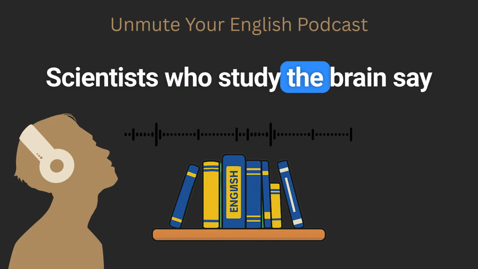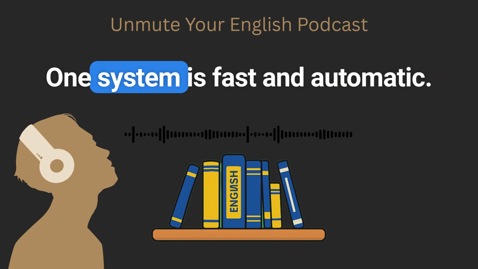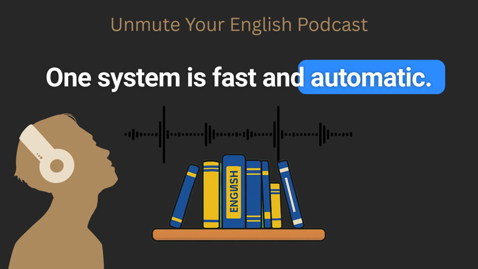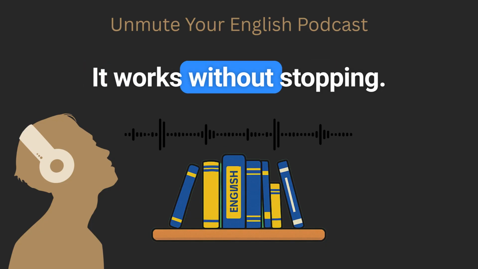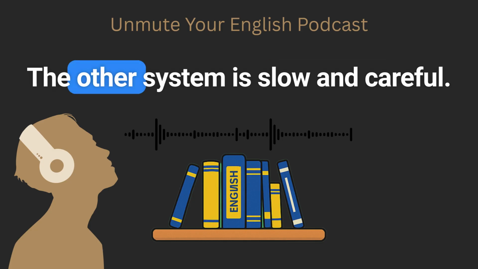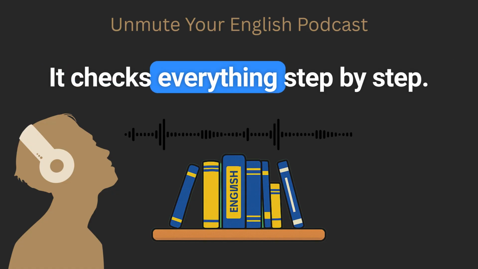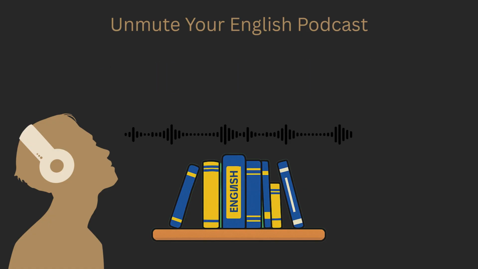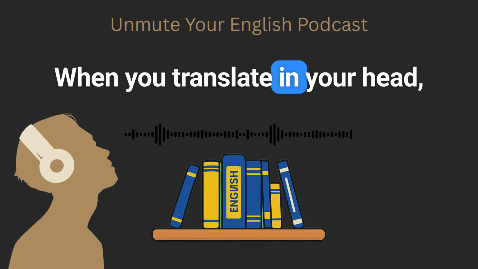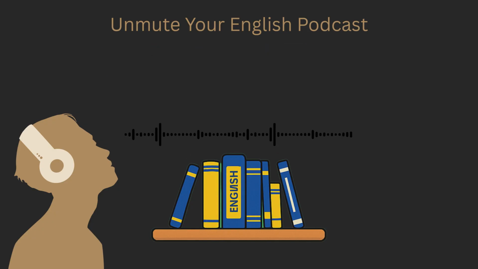Scientists who study the brain say that we have two systems of thinking. One system is fast and automatic. It works quickly. It works without stopping. The other system is slow and careful. It checks everything step by step, but it takes more time. When you translate in your head, you are using the slow and careful system.